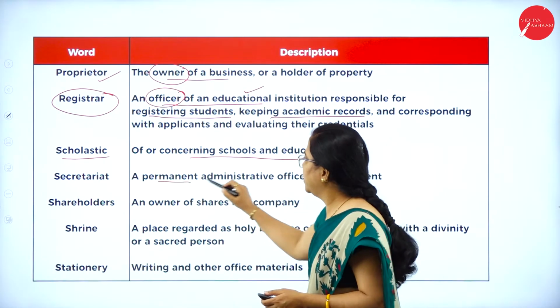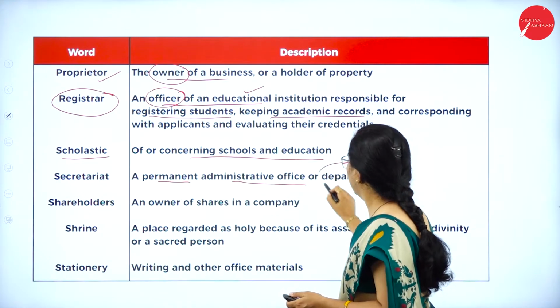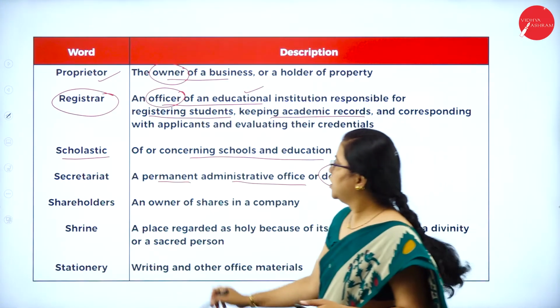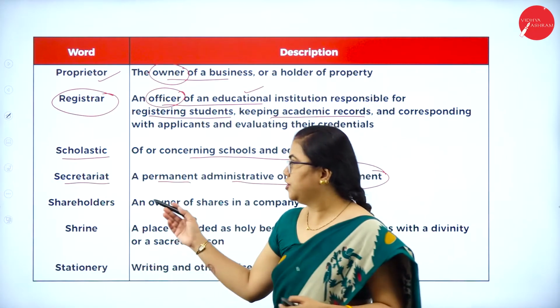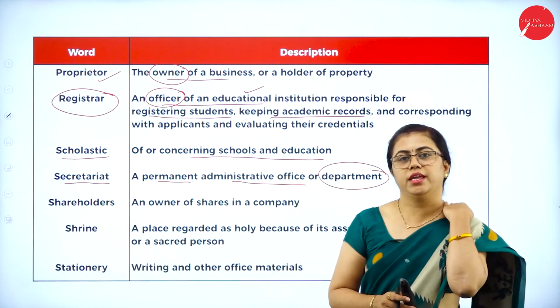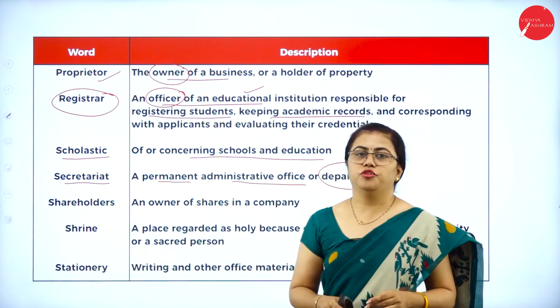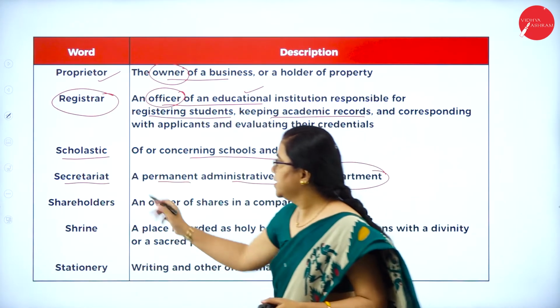Then a permanent administrative office, or maybe a department. That is called a secretariat. Fine. So Margaya refers to this secretariat also whenever he goes in search of Balu. So that is called secretariat.